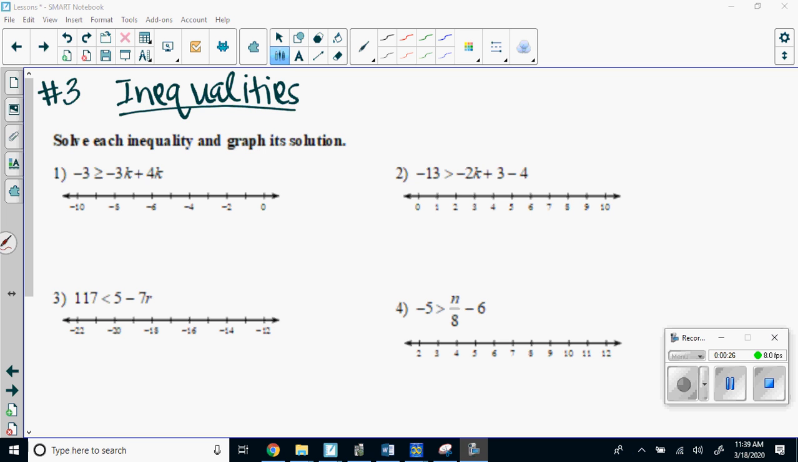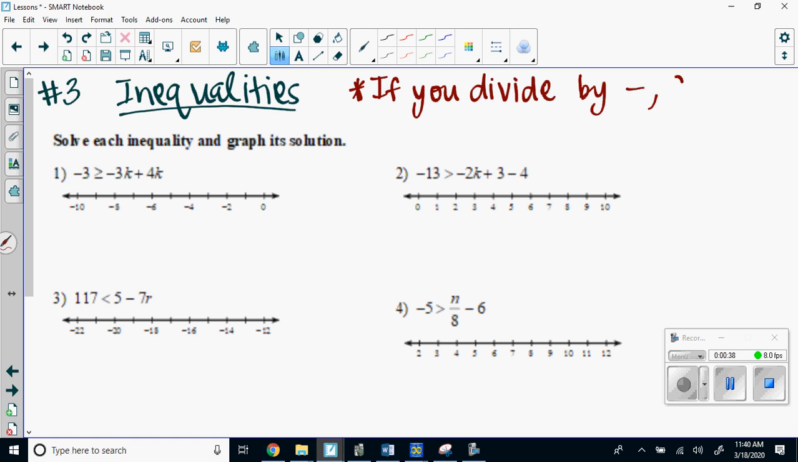One rule. If you divide by a negative number, you have to flip the inequality sign. And so we need to remember that as we're going through and solving these inequalities.